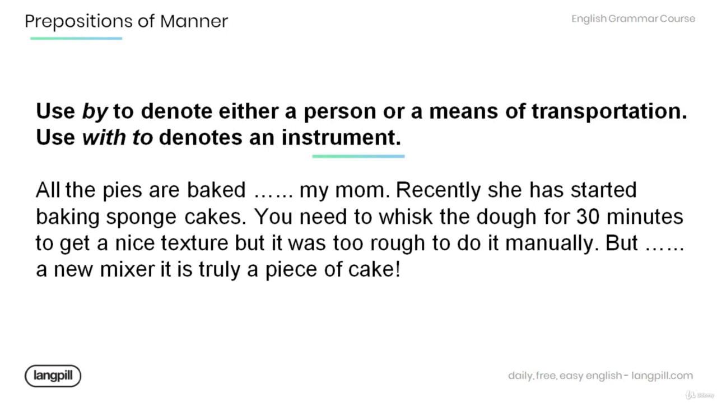Now we use by to denote either a person or a means of transportation, and we use with to denote an instrument. Now read the following sentences and fill in the blanks using the appropriate preposition of manner. All the pies are baked blank my mom. Recently, she has started baking sponge cakes. You need to whisk the dough for 30 minutes to get a nice texture, but it was too rough to do it manually. But blank a new mixer is truly a piece of cake.